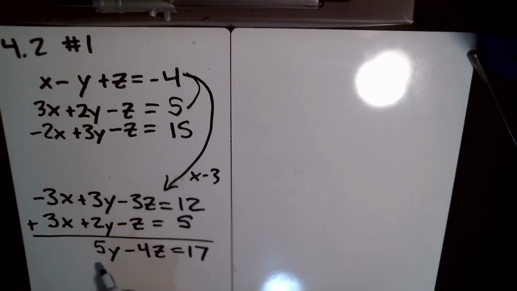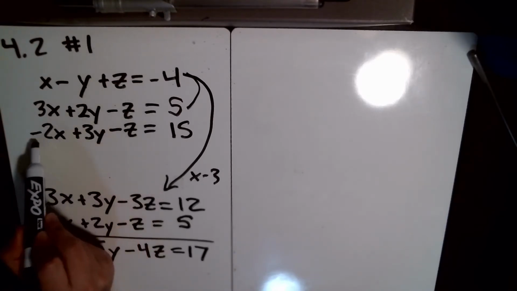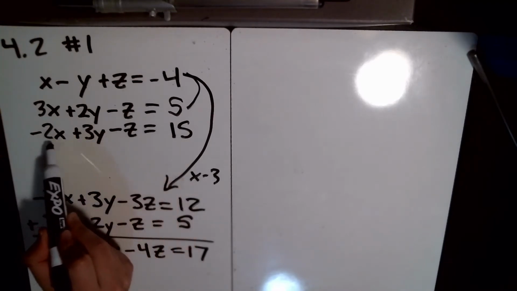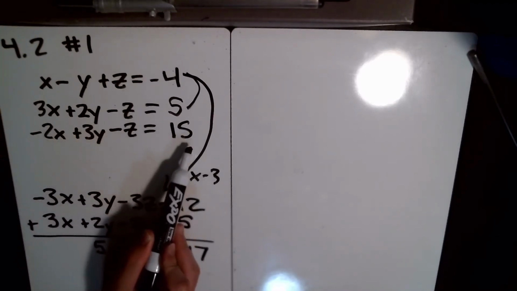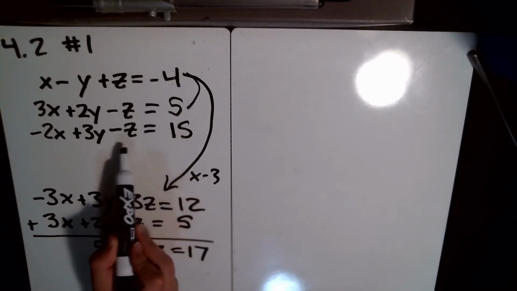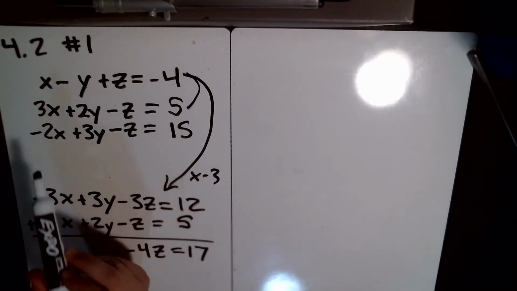We now have an equation with just y and z. Okay? So in order to solve this, I need another equation with y and z that I can combine with this one to be able to solve it. So what I'm going to do is eliminate x again. I haven't done anything with this third equation yet. I'm going to take that and eliminate x with it.